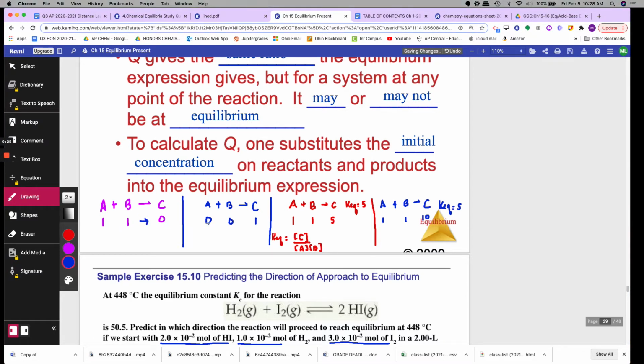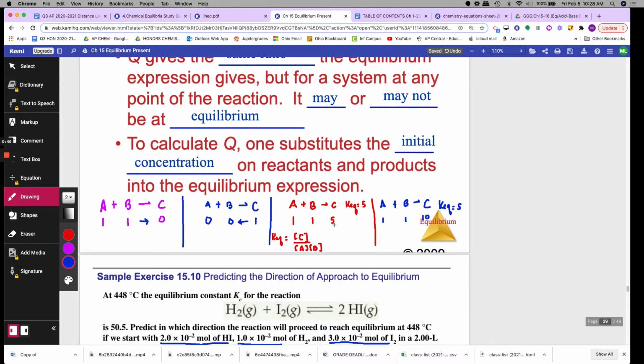If initially you have 0 A and B, but you have 1 molar C, which way will this reaction proceed? You're right, it will go to the left. Because it can't go to the right, you don't have any reactants.